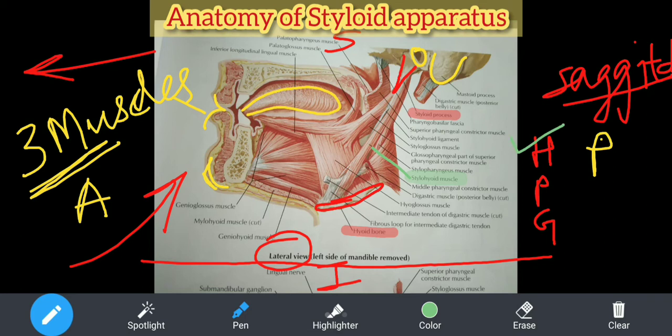Now stylopharyngeus. Styloid process से pharynx में नीचे जा रहा है. Just above that, if you see, this is stylopharyngeus. Are you able to make? See, this is the stylopharyngeus. थोड़ा सा अंदर. See this. I will put it in red. Okay. This is the muscle. Now I will erase it so that you can see it. Are you able to make the labeling?